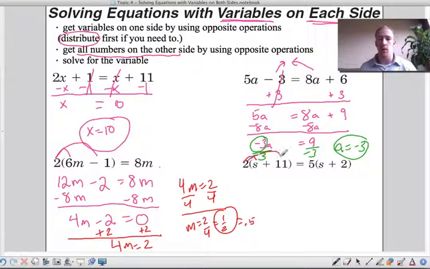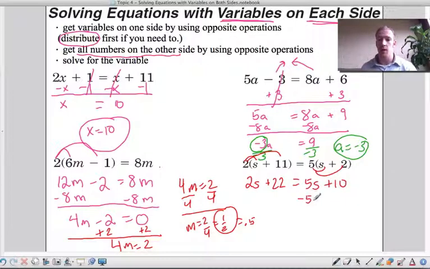Alright, so one more here. Parentheses on both sides, we got to distribute twice, no big deal. 2 times s is 2s. 2 times 11 is 22. 5 times s is 5s. 5 times 2 is 10.